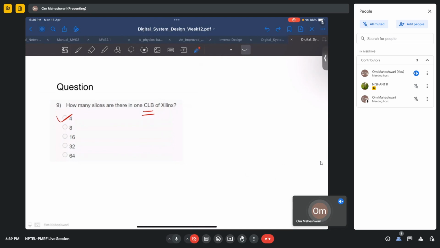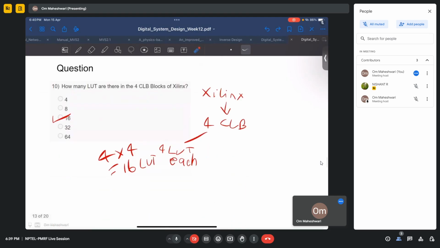How many slices are there in one CLB of Xilinx? So there are 4 slices. How many LUTs are in 4 CLB blocks of Xilinx? So in Xilinx, you have 4 CLBs, and each CLB has 4 LUTs. So total in 4 CLBs, you have 4 into 4, 16 LUTs.